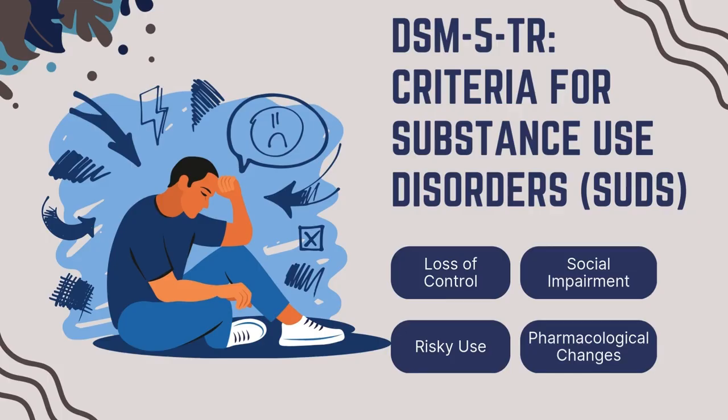The third is risky use, and that would be using in dangerous situations like drinking and driving or drinking at work, and continuing despite worsening physical or psychological health. And the fourth one would be pharmacological changes. So that's where we talk about tolerance and withdrawal. So tolerance is needing more for the same effect.